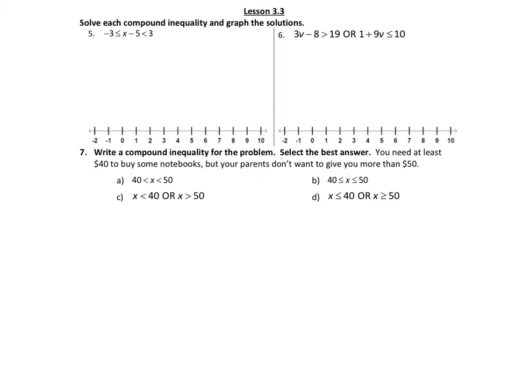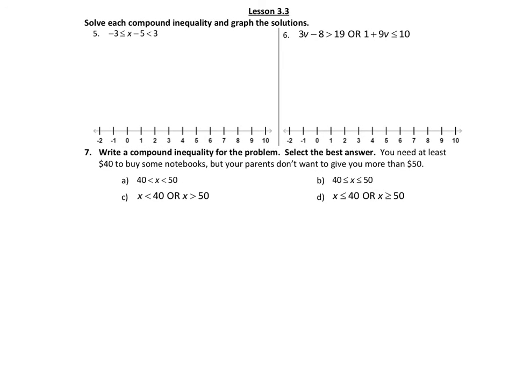All right, in this video we're going to start with number 7, and this is going to be pretty straightforward if you can figure it out, because it's going to be a multiple choice question just like this one. It says to write a compound inequality for the problem and select the best answer. You need at least $40 to buy some notebooks, but your parents don't want to give you more than $50. So you need this much, okay?